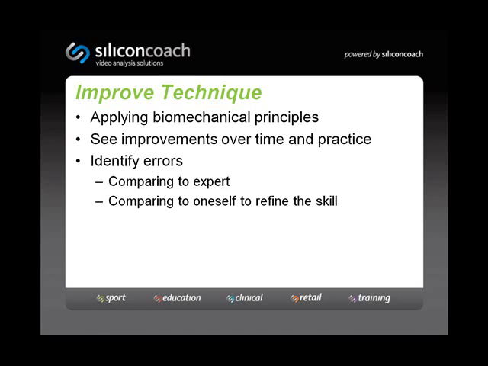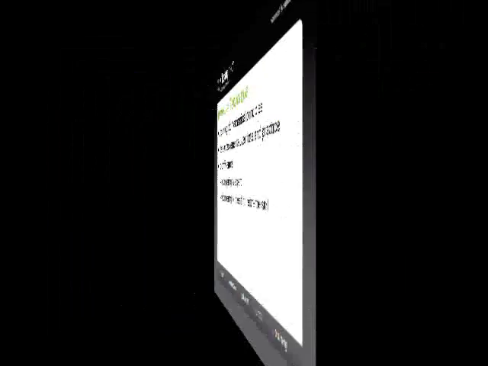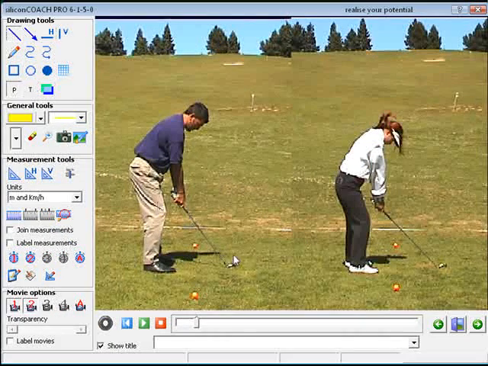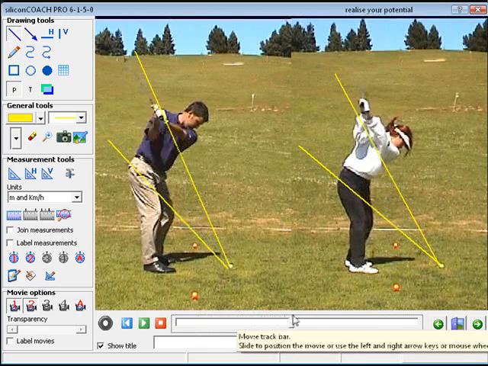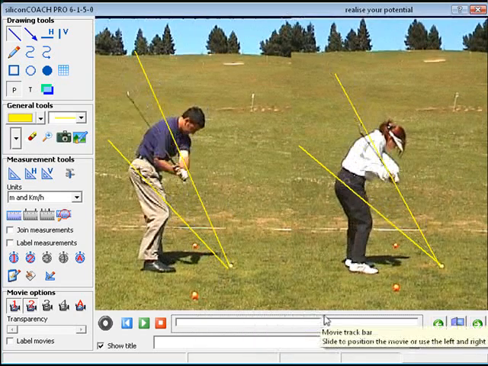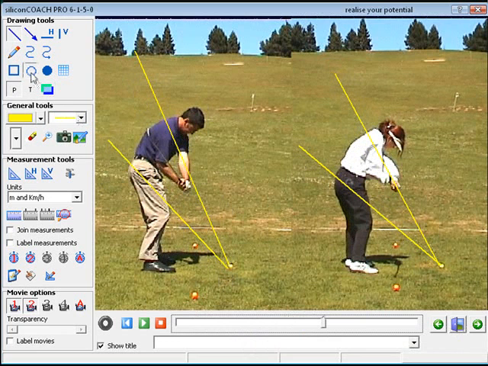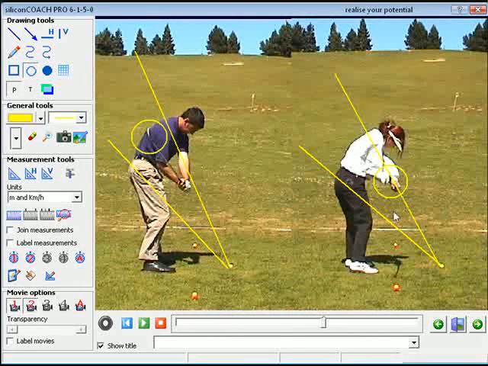Let's have a look at how Silicon Coach Pro is designed to achieve these concepts. If we draw a few lines here, and then here, and then step through the clip, we can see differences in the technique, and the golfer on the right is compared to the expert on the left.